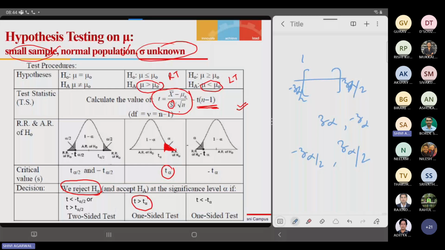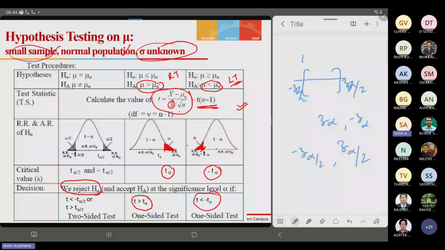After that, we know that it is a left tail. So this is the rejection region, T alpha or minus T alpha. So it is going in the left tail here. So the rejection critical point is minus T alpha. So we reject H naught when T is less than minus T alpha.